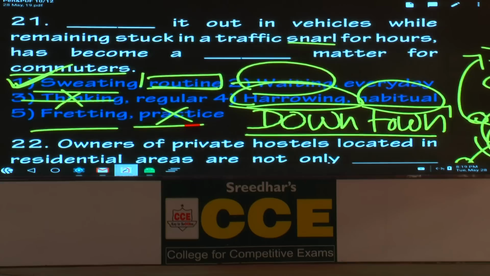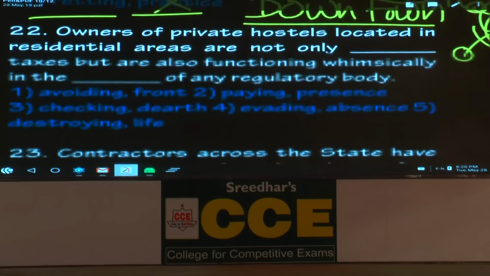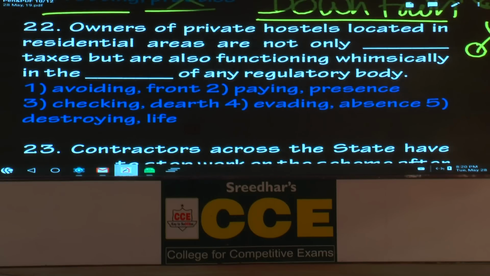A routine matter, grammatically there is no problem. But from a usage point of view, I am not convinced. Now we'll see the second one. Owners of private hostels located in residential areas are not only, please underline not only, taxes, but are also functioning whimsically. Underline the word whimsically.